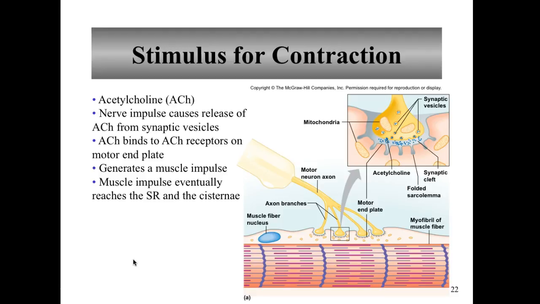So acetylcholine is going to diffuse across the neuromuscular junction, and it's going to stimulate and depolarize the motor end plate, or the sarcolemma, the cell membrane of the skeletal muscle fiber, from negative 100 millivolts to negative 70 millivolts. And what happens is the muscle impulse begins to travel over the surface of that skeletal muscle fiber and deep into that muscle fiber by means of the transverse tubules. So the muscle impulse eventually reaches the sarcoplasmic reticulum and those cisternae.